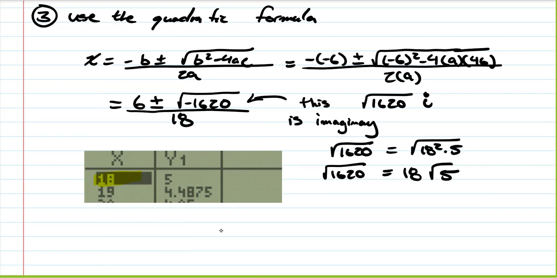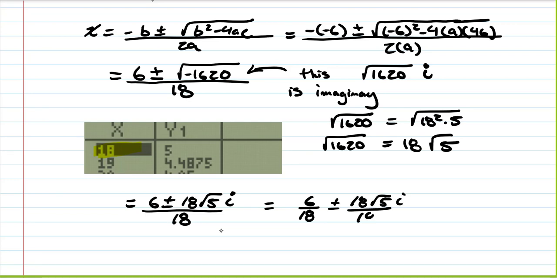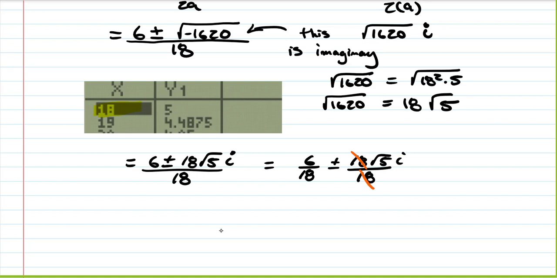So the square and the square root undo each other, so we get just the 18, but the 5 doesn't simplify, stays inside. So now we get 6 plus or minus 18 square roots of 5i all over 18. So this is 6 over 18 plus or minus 18 square roots of 5i over 18. The 18s reduce out here, and 6/18 will reduce to 1/3 plus or minus the square root of 5i. And that would be our two solutions to that quadratic equation.